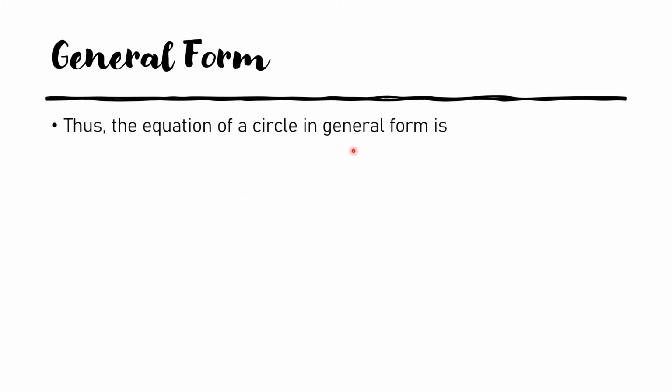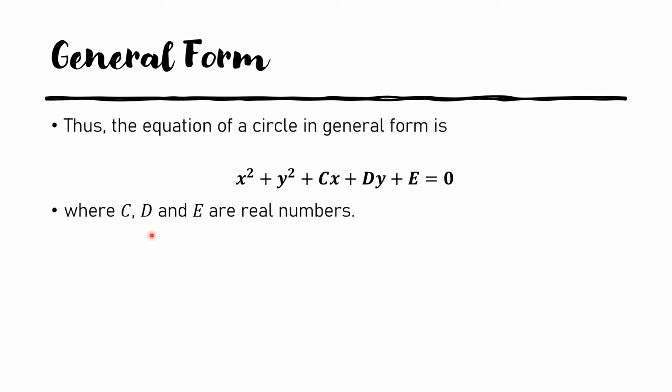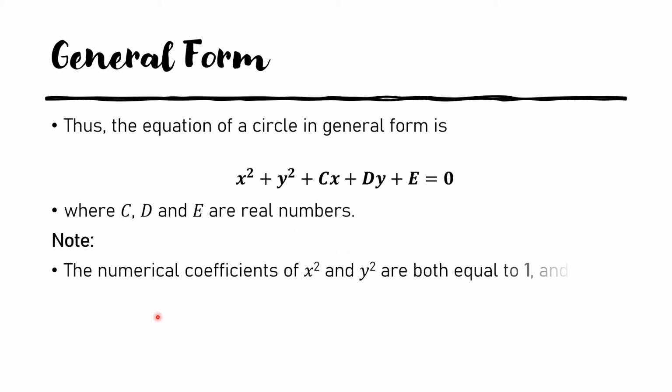Thus, the equation of a circle in general form is x squared plus y squared plus cx plus dy plus e is equal to 0, wherein c, d and e are real numbers. But take note that the numerical coefficient of x squared and y squared are both equal to 1. Yung mga number daw sa tabi ni x squared at saka ni y squared ay equal to 1. Since invisible, walang number dito, meron tayong invisible 1 na coefficient.